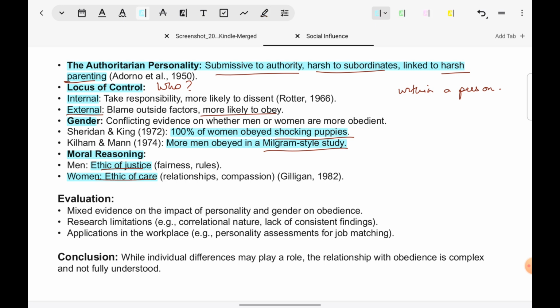Now what do we understand from these internal factors? Like how should we look at them in terms of evaluation? One weakness is there is mixed evidence on personality and gender on obedience.